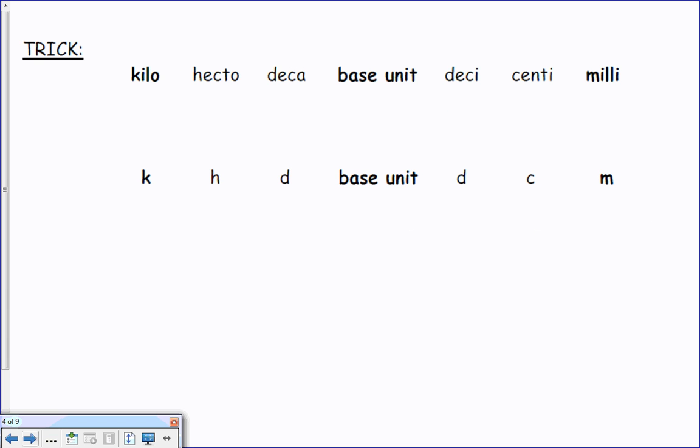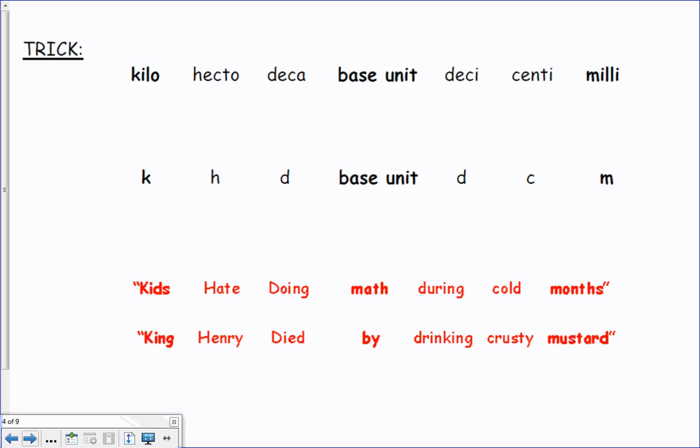So here's the trick. Kilo is K, hecto is H, deca is D. Now, I don't really do hecto and deca very much. I don't know if you guys do. Decimeters, who does decimeters? I think we're all probably a little more familiar with centi, milli, and kilo. But here's a quick way, one of two ways for you to remember. Ready? Kids hate doing math during cold months. King Henry died by drinking chocolate milk. It's the D, the C, and the M that we're really worried about.